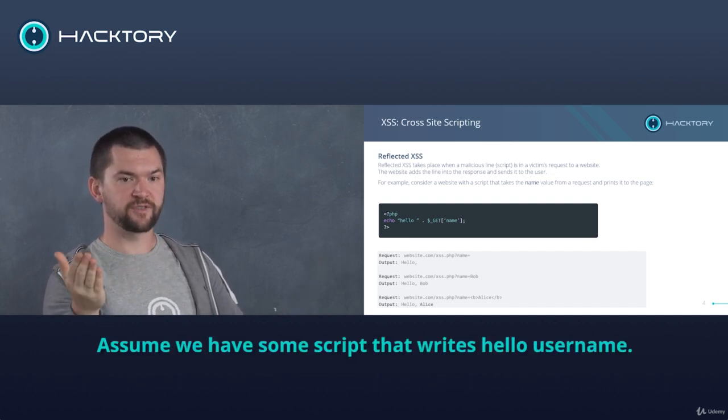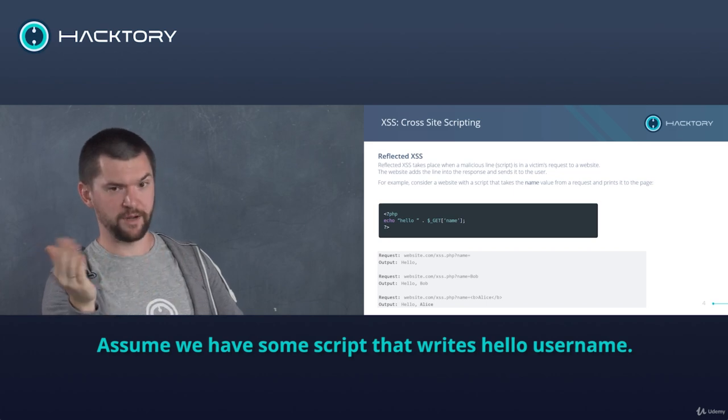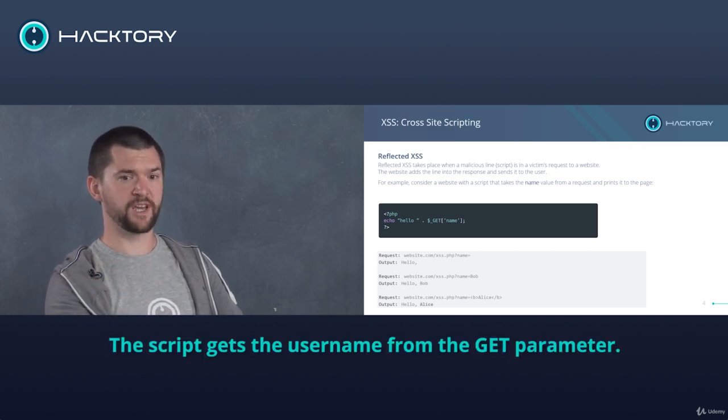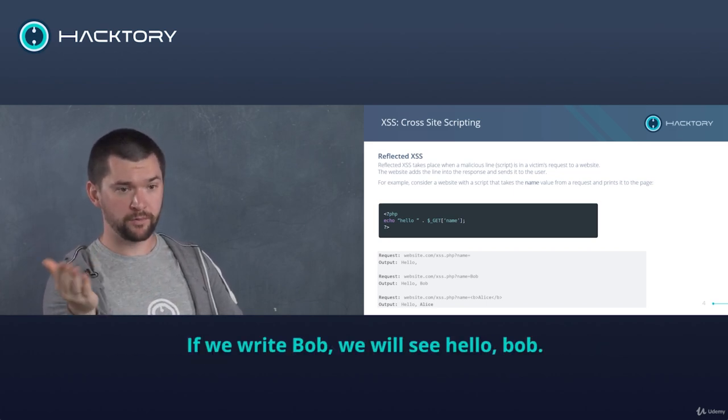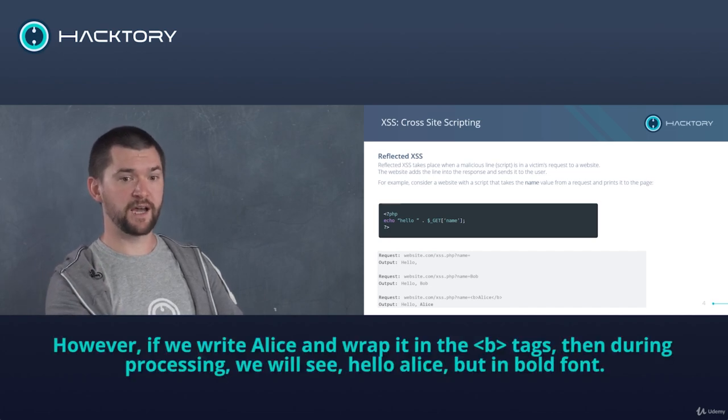Assume we have some script that writes hello username. The script gets the username from getParameter. If we write Bob, we will see hello Bob. However, if we write Alice and wrap it in the B tags, then during processing we will see hello Alice, but in bold font.